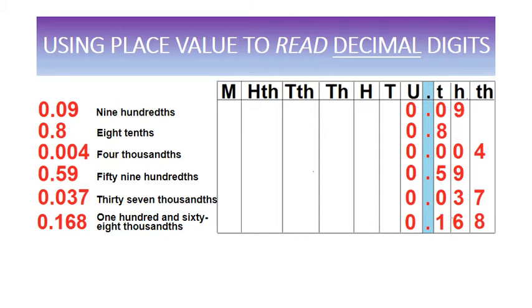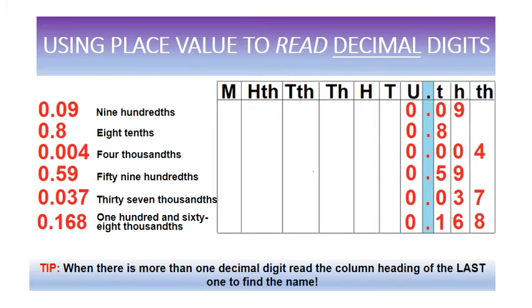And there's a really handy little tip for reading these because they can be quite tricky. Where you have more than one decimal digit, read the column heading of the last one to find the name. So if we look at 0.59, we can see that the last digit is a 9 and that digit is in the hundredths column. So that's why we call it 59 hundredths.